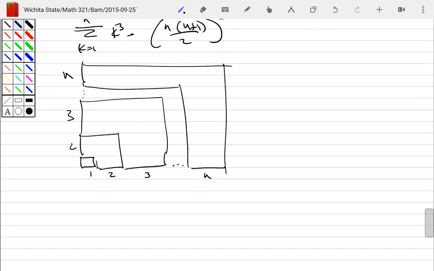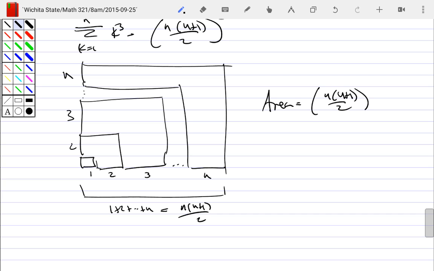What shape is this? It's a square. How long are the sides? It's 1 plus 2 plus 3 plus 4 plus, everything up to n. So what's the length of that side? n times n plus 1 over 2, right? We've already done it. So what's the entire area? n times n plus 1 over 2, squared.